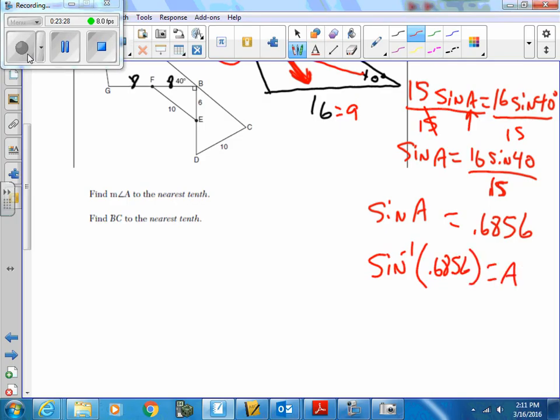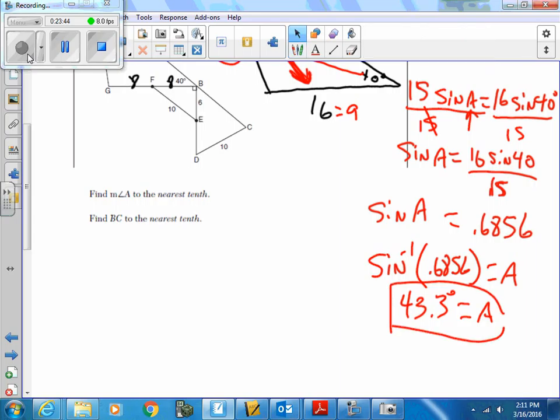So now I'm going to put that in my calculator. Once I do that, remember, you do second sine, and that is equal to 43.28 degrees, which is A. So that is your A, that's our angle. And after all that, we are done with that problem.